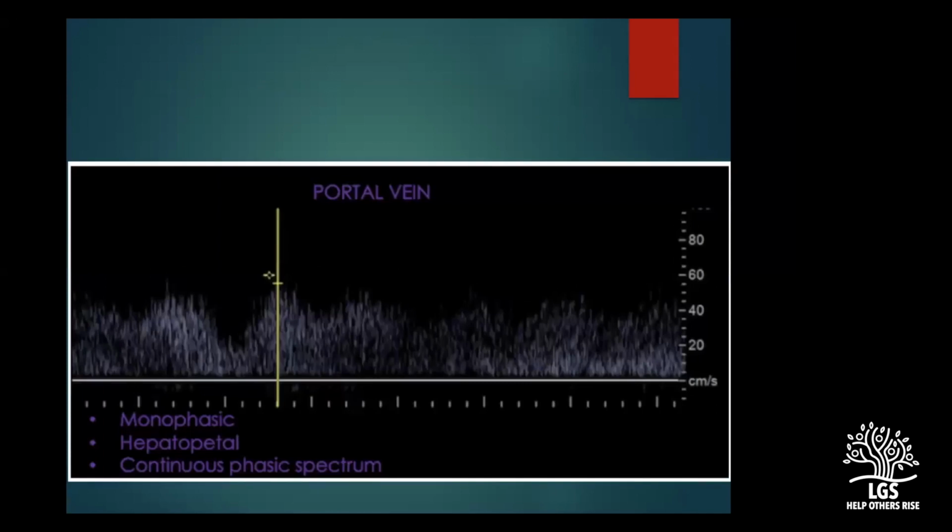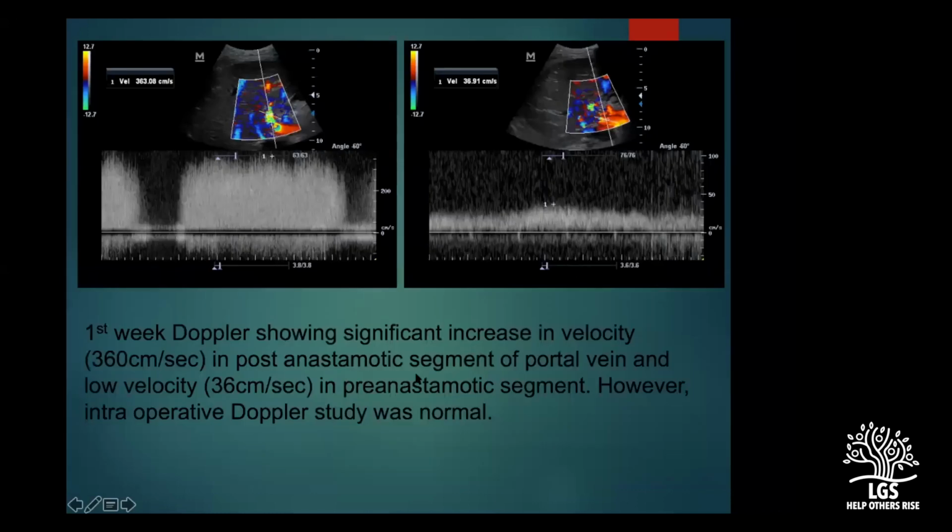We are done with the hepatic artery. Moving on to the portal vein. We all know how the portal vein flow looks. It's monophasic, it has to be hepatopetal, and you see this continuous phasic spectrum on the ultrasound. We also know the normal velocity of the portal vein. But if you see the velocity of the portal vein showing a significant increase like this, then we have to suspect portal vein stenosis.